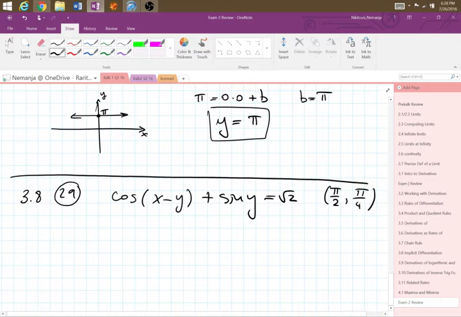So, we start again with, well, how about you do this for about 2 minutes. Find the implicit derivative and see.